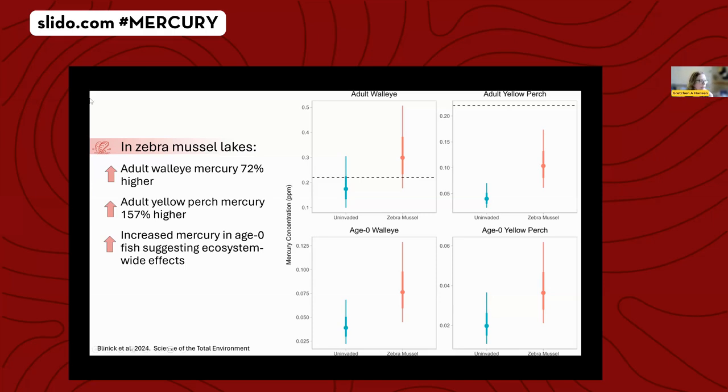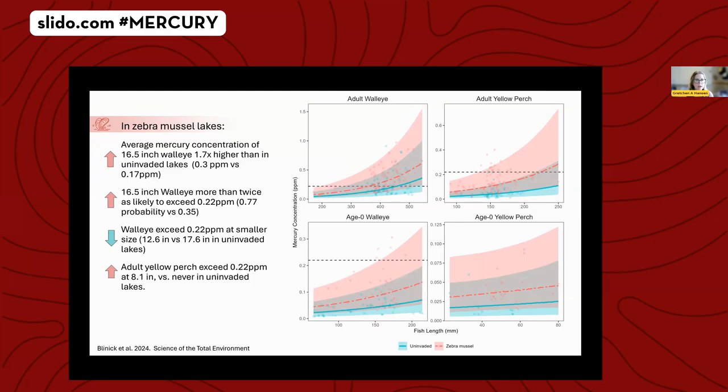So you can see in this case, when we look on average across these lakes, walleye from lakes with zebra mussels, their average concentration was above that 0.22 mark in zebra mussel lakes, but not above that mark in uninvaded lakes. And for all other species and life stages, they are well below that threshold. So these age 0 fish, these really little baby fish, they're not anywhere close to a threshold that's going to trigger a consumption advisory, but we do see increases in mercury in those fish.